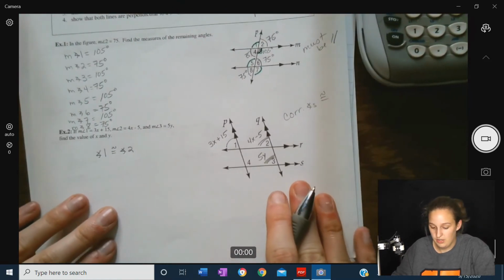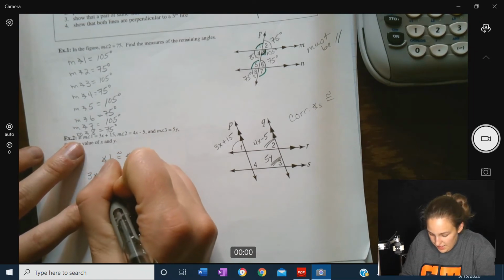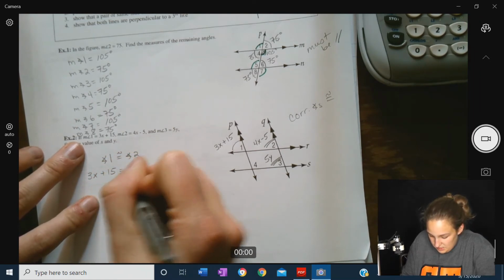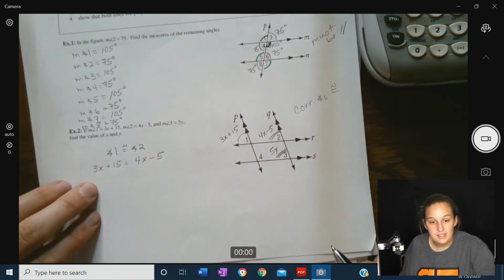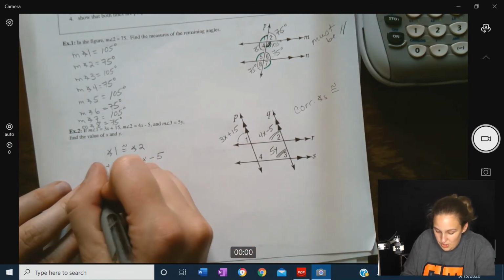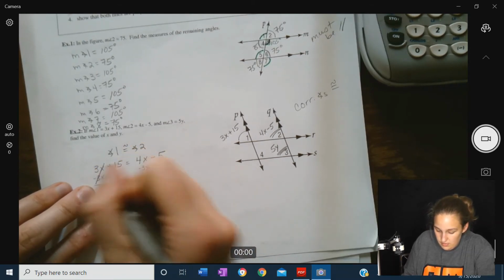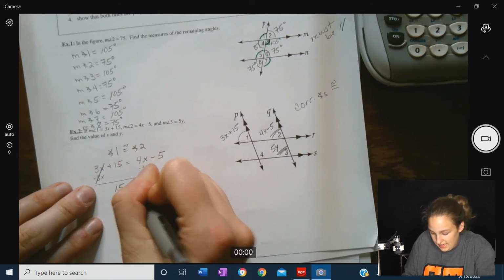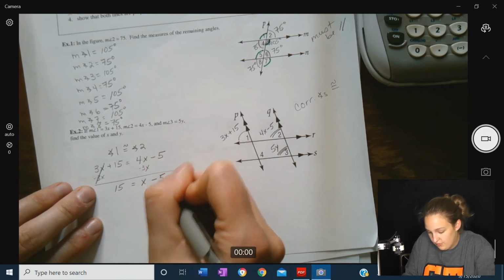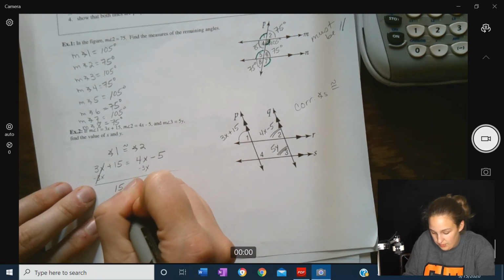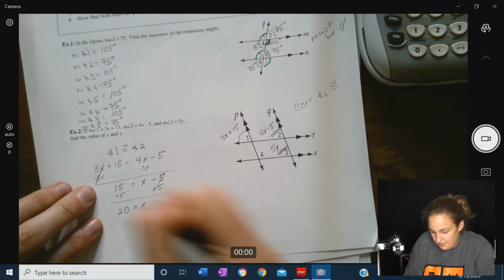These two angles are also congruent. So if we know that, we can just plug this in. 3x plus 15 is equal to 4x minus 5. Let's go ahead and solve for that. So we subtract 3x on both sides. 3x cancels out. You have 15 is equal to 4x minus 3x, which is just x, minus 5. You add 5 to both sides. So x then is equal to 20.